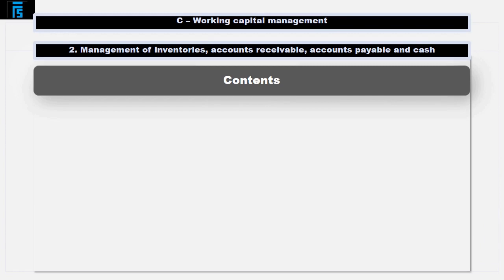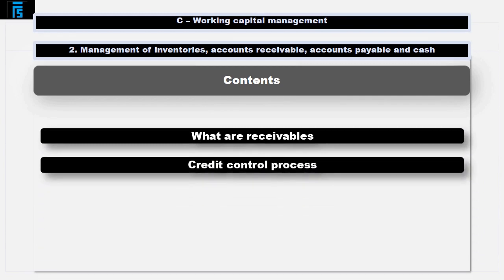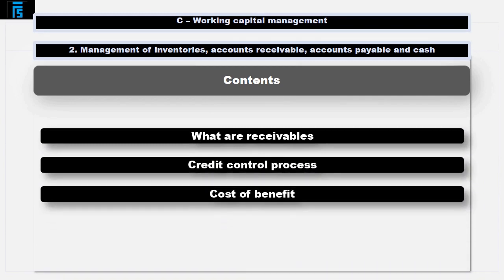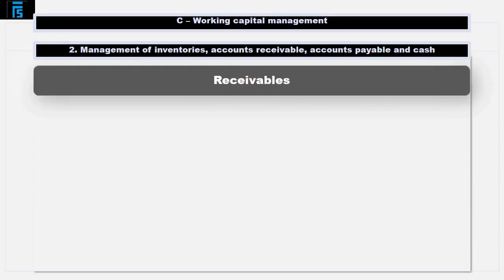Specifically, this presentation will consider what are receivables, the credit control process, cost versus benefit, and payables. Let us now look at each of these in turn. What are receivables?